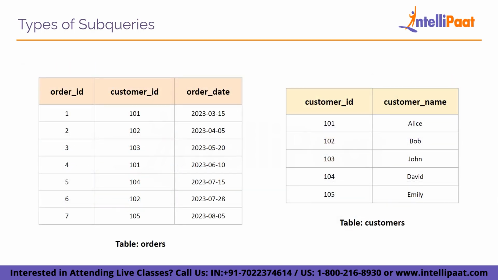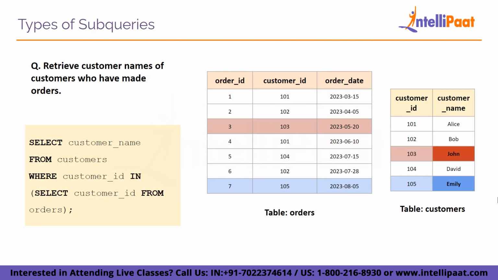Here you can see the two tables, orders and customers, right? Suppose you are organizing an event and you want to invite customers who have made purchases before. So you would use a multi-row subquery with the IN operator to retrieve a list of customer IDs from the orders table. This list would help you to filter the customers in your main query.